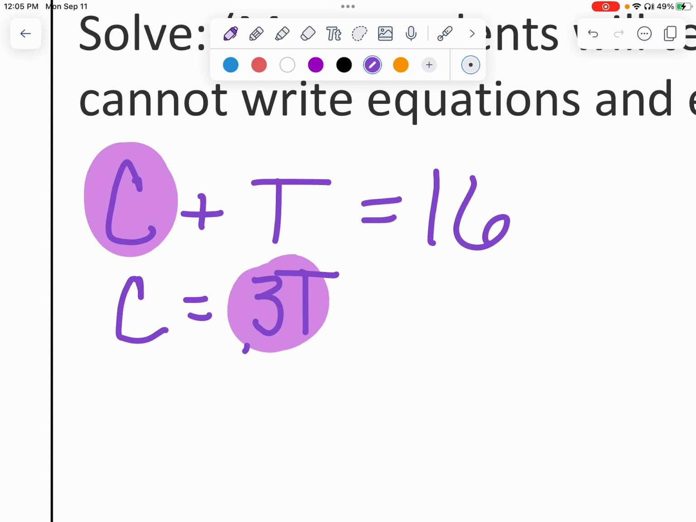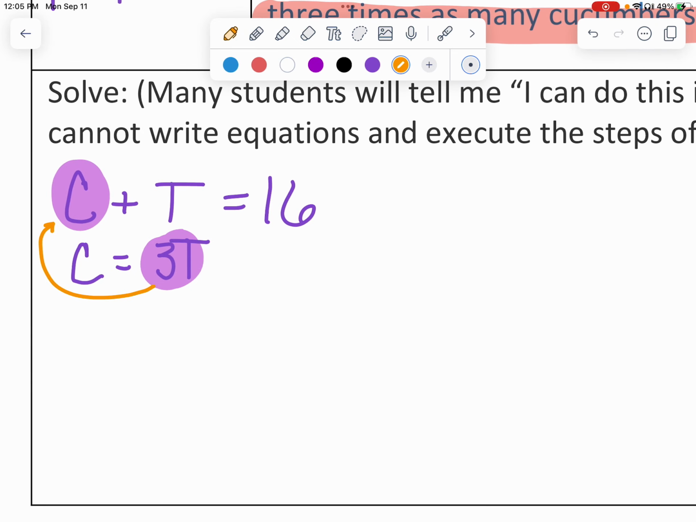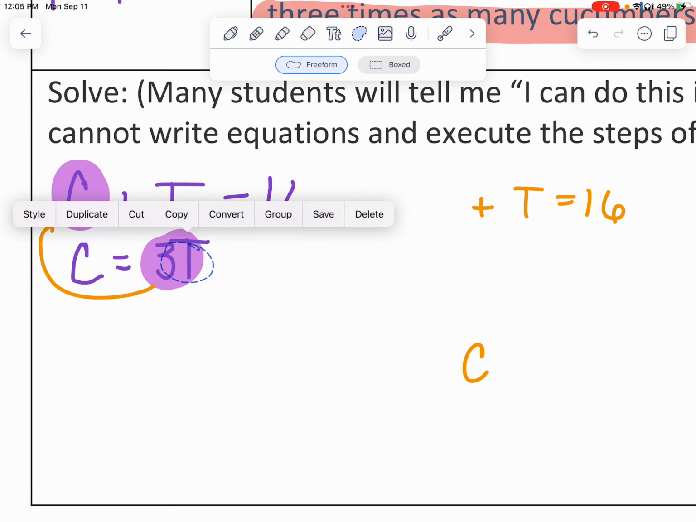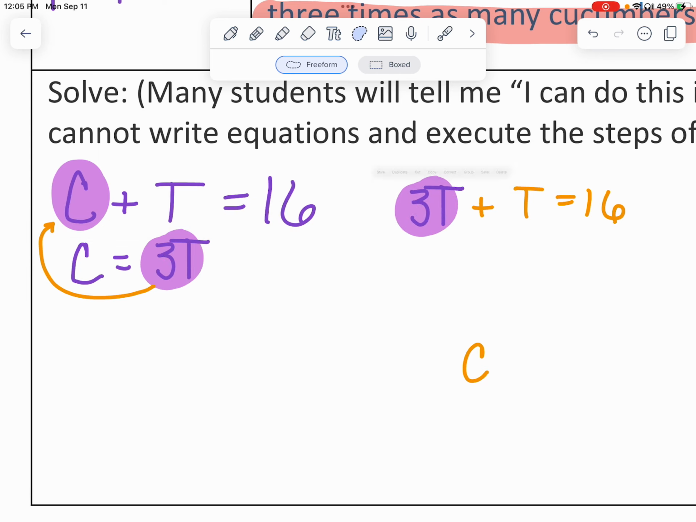So I'm going to draw an arrow like this, and I'm going to change colors. Now, please follow. It used to be C plus T is 16. Now, it is 3T plus T is 16. I literally took, let's take a look again. I took away the C, and I replaced it with 3T because this equation said I could do that.